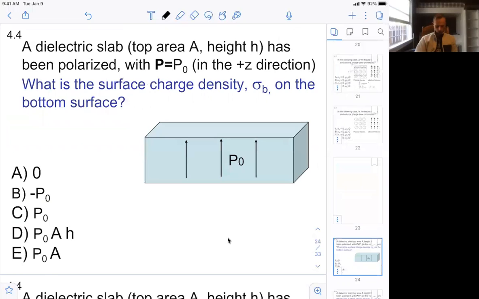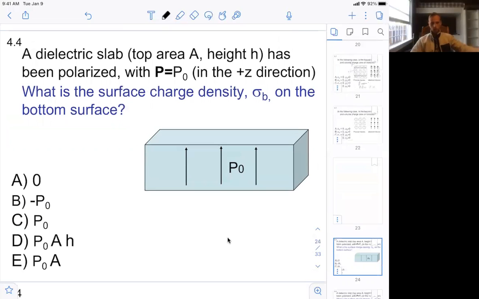All right, so now we have another example. We have a dielectric slab with top area A and height H. It's been polarized. As you can see, the polarization is uniform. It's a constant P naught. It's pointing in the Z direction. All right, what is the surface charge density at the bottom surface? Okay.